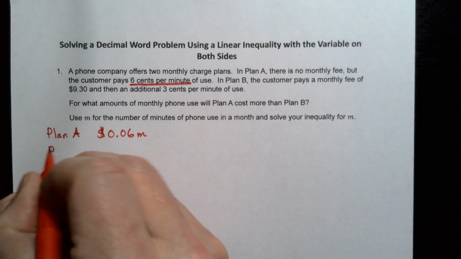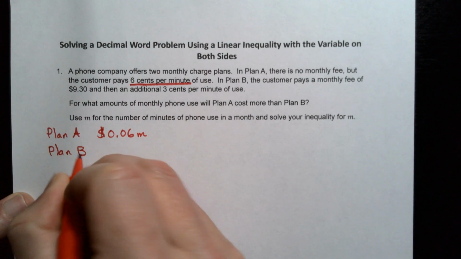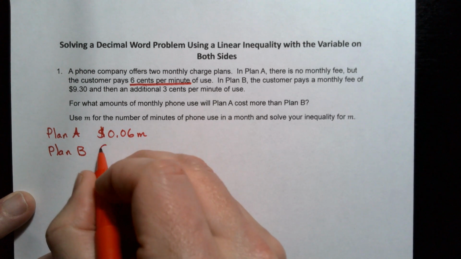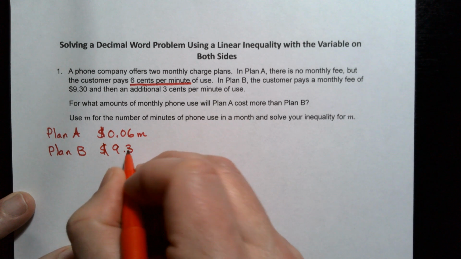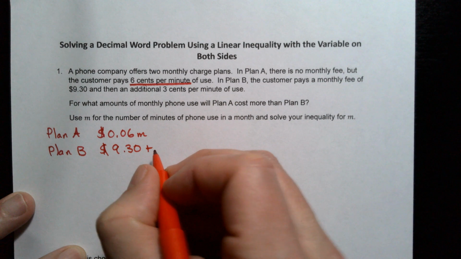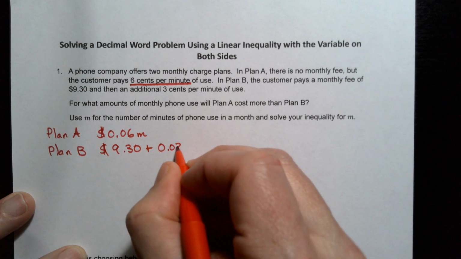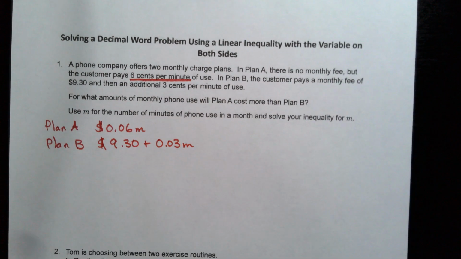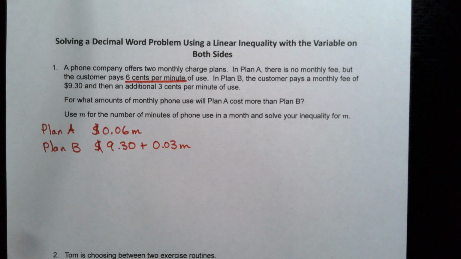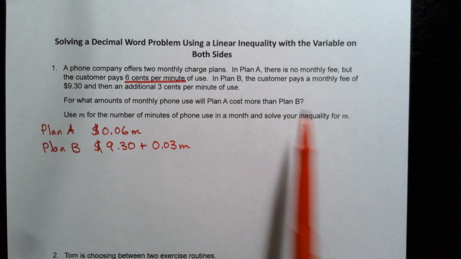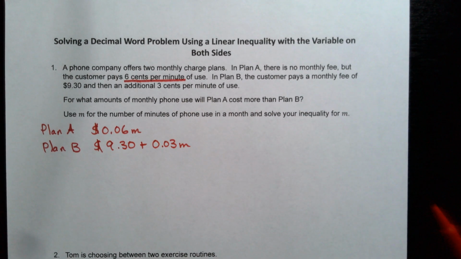Okay, so plan B is $9.30 plus 0.03 per minute. Okay, and M being minute. Okay, so the question is, for what amounts of monthly phone use will plan A cost more than plan B? So we want plan A to cost more than plan B, and we want to figure out when that's true.